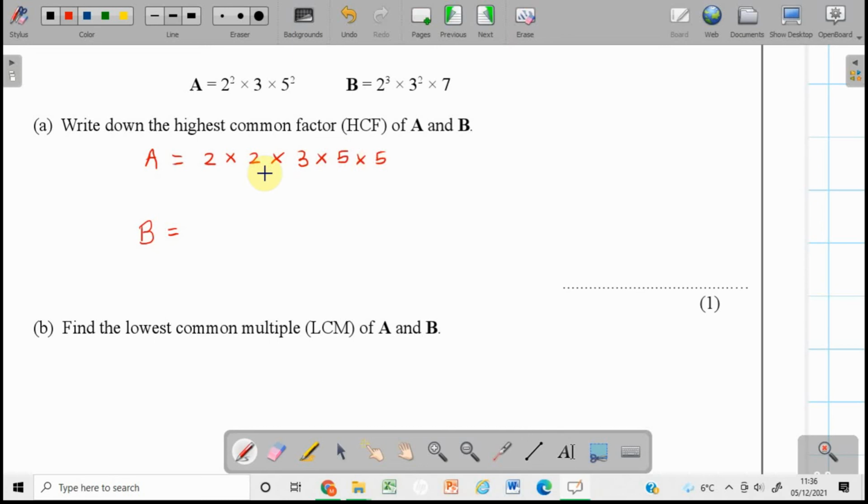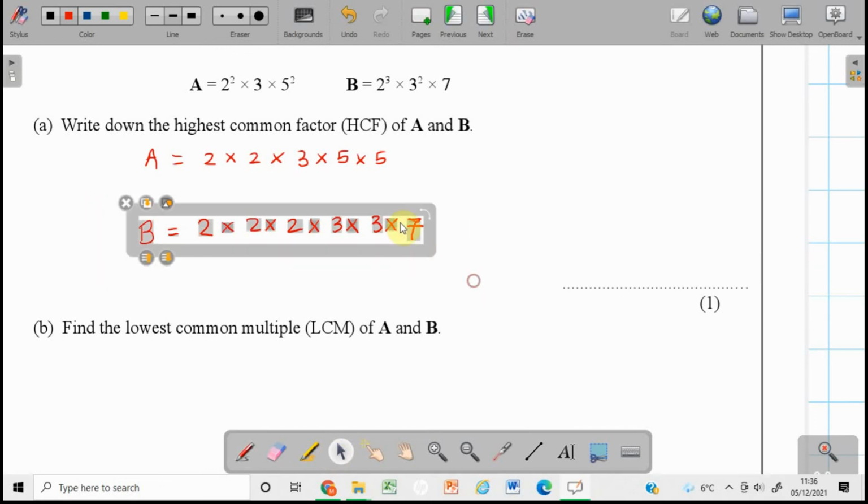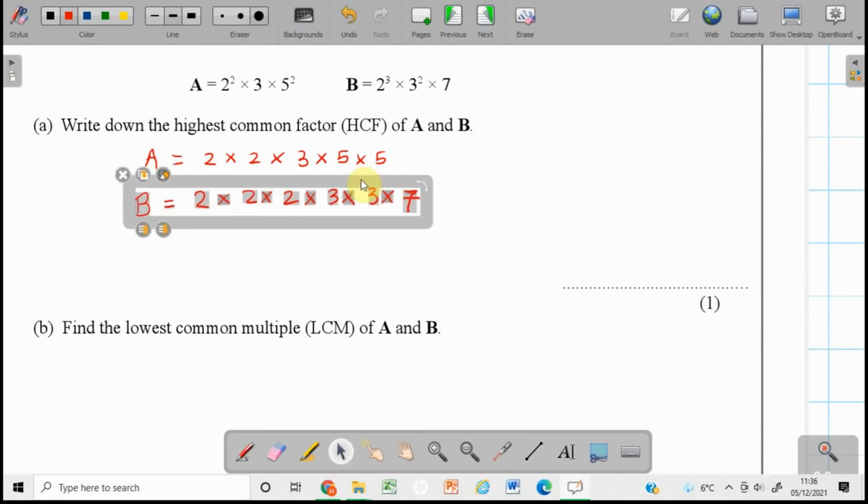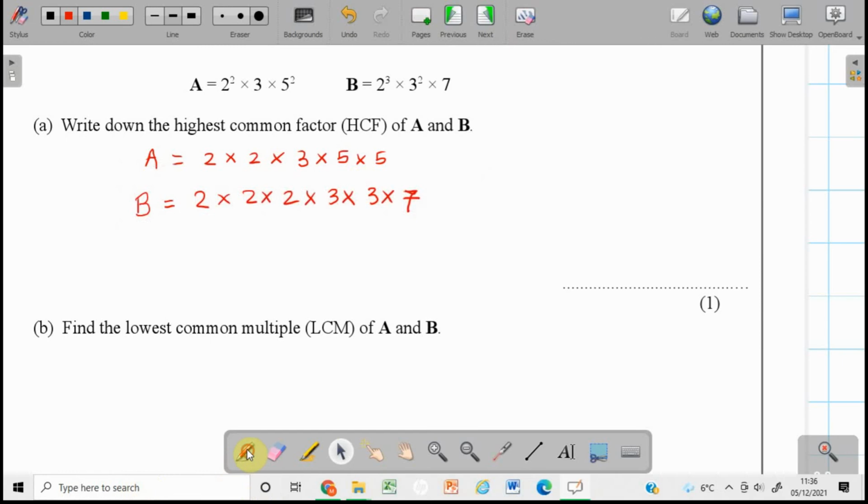So 2 squared becomes 2 times 2. A becomes 3, well 3 is 3, and 5 squared becomes 5 times 5. Same with B. 2 times 2 times 2 times 3 times 3 times 7. So it's not as powers. I've left too much of a gap, so I'm going to shift this up. Now, because there's two numbers, in order to find the highest common factor, I'm looking for pairs, not within the same list, but in different lists.